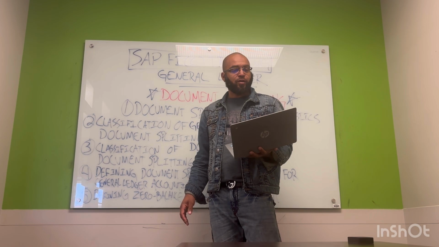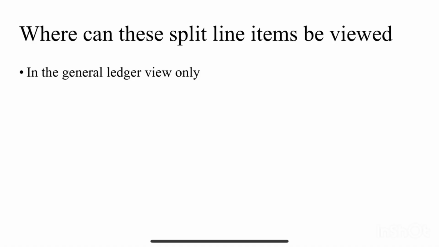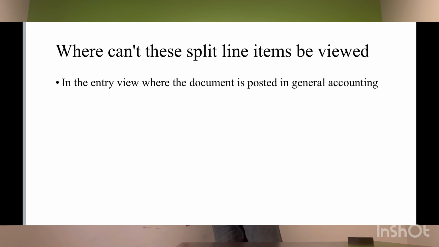Question. Where can these split line items be viewed? These split line items can be viewed in the general ledger view only. Another question. Where can't these split line items be viewed? These split line items can't be viewed in the entry view where the document is posted in general accounting.